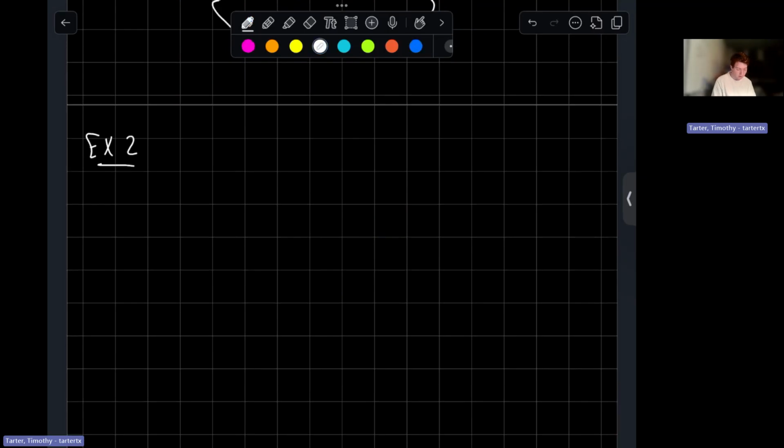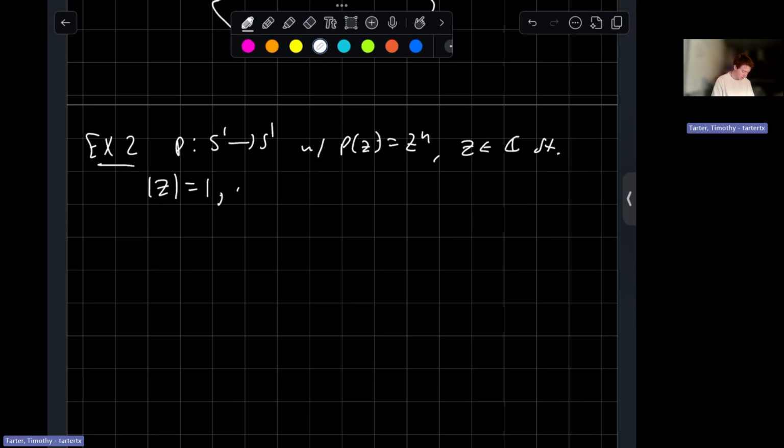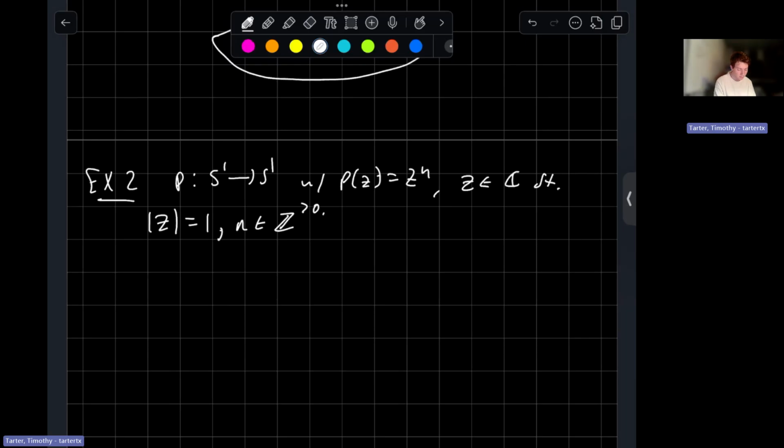Then example two is consider P from S1 to S1 by P of Z is equal to Z to the N, where Z is a complex number such that the modulus of Z is 1 and Z greater than 0. Oh, this is also the helix example. Well, it's a three-space helix.